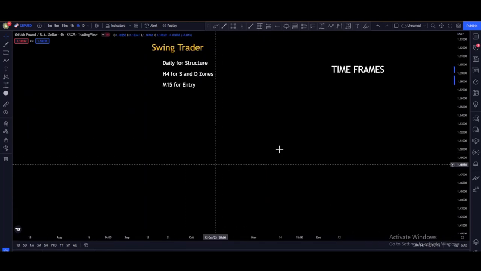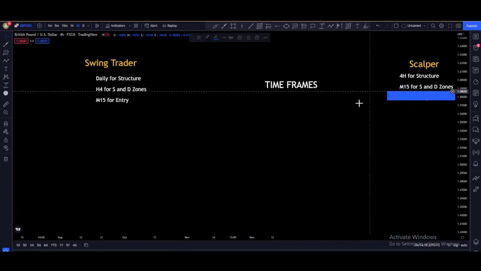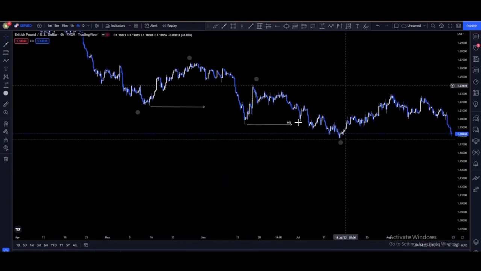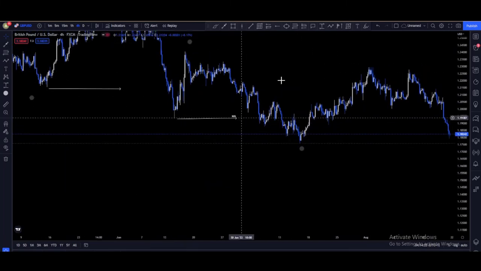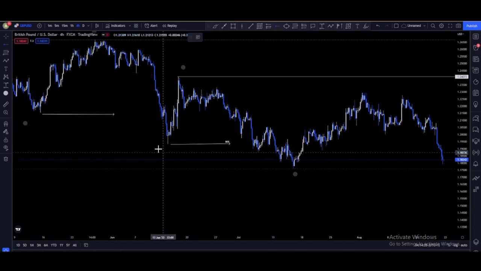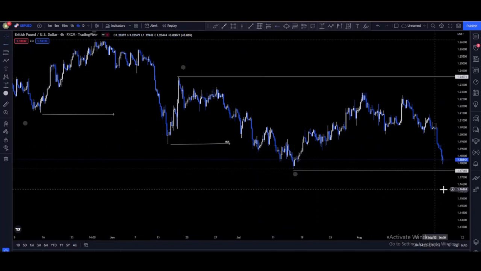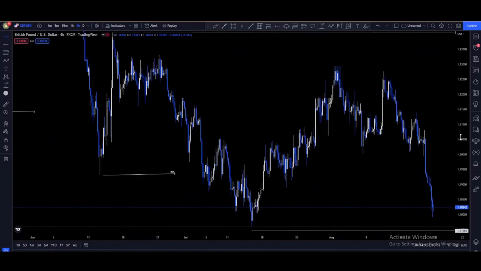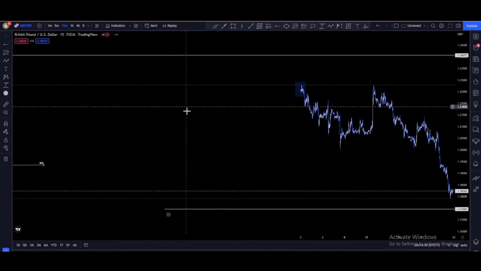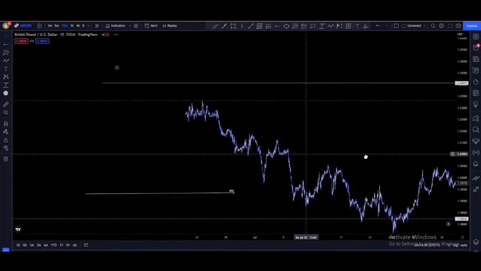Alright, so the next thing I will advise scalpers is to use M15 for S&D zones. After identifying structure here, let's say we're working with this swing high and this swing low. So we'll go to our M15 for S&D zones.